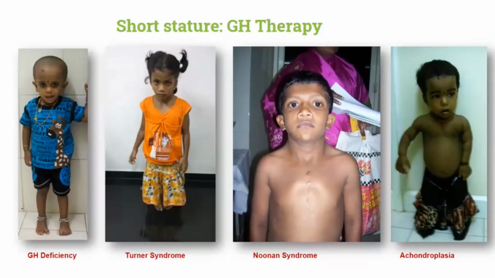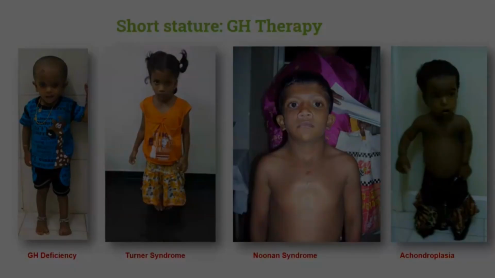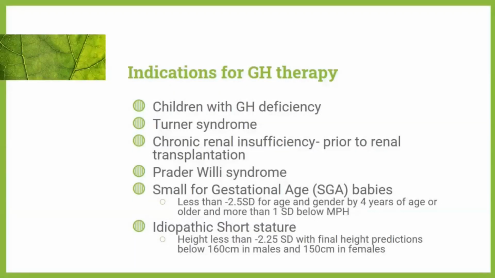So with this type of short stature, parents are always worried. How much will my child improve? What options are available? So you should be able to tell, and growth hormone is available. Indication for growth hormone therapy is children with growth hormone deficiency. Turner syndrome, if you start early with a higher dose, they can reach a reasonable height.